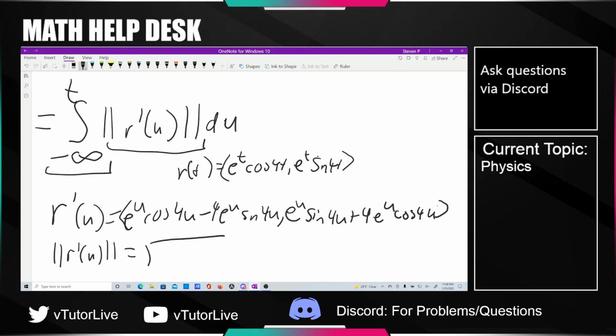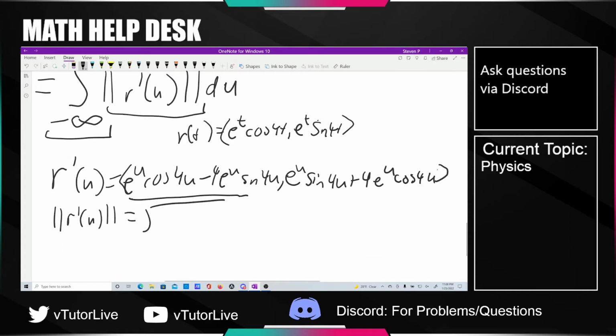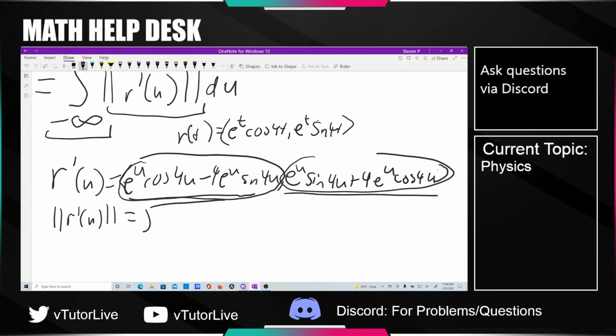And this is just the square root of the first term squared plus the second term squared. And we're definitely going to get some cancellation because you see where I'm going with this? If you square this entire term, you're going to get like cosine squared for u, which is going to cancel out with a sine squared for u over here. And similarly with these terms. You see what I mean?